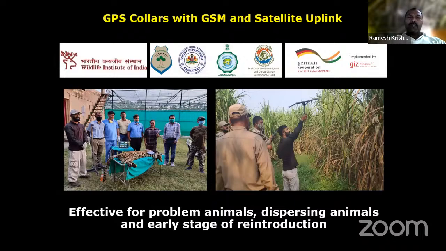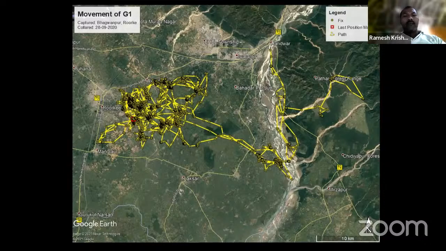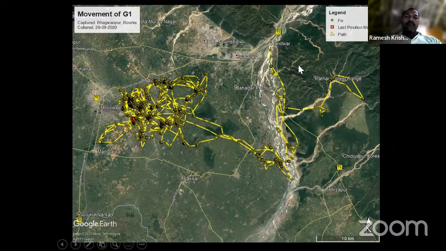So we have GPS collars with a GSM satellite uplink. This is one of the projects in Uttarakhand where problem animals, dispersed animals at the early stage of reintroduction, have been studied. The leopard was found in the Roorkee area. You can see this concentration of points. It was captured and translocated somewhere in Haridwar Forest Division. But after some effort, this leopard crossed over the Ganges and went back to the Roorkee area.